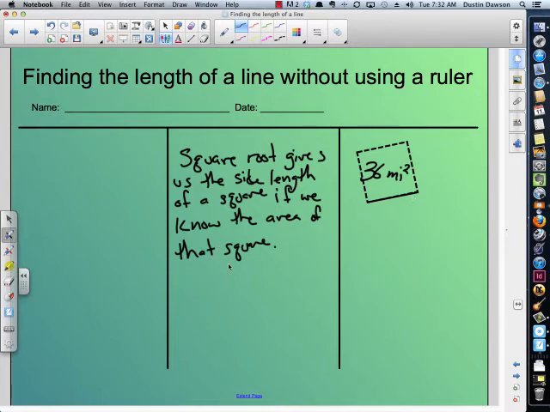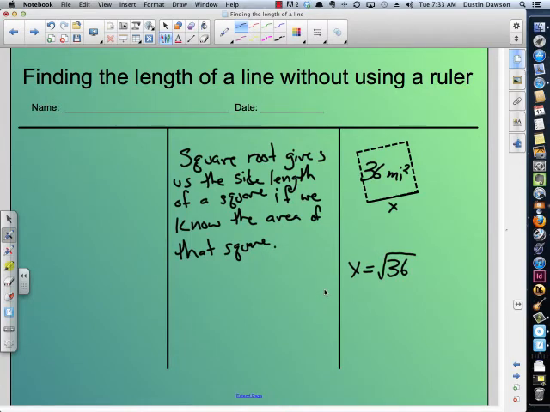So what do we do? We use the square root, and it says up here, the square root gives us the side length of a square if we know the area of that square. Well, that's great. We know the area. We want to know the side length. We want to know what x is, so I'm going to put x in here because we don't know what that is. And so we'll set up our equation. X, our side length, will equal the square root of the area. And there's our square root symbol again. So the square root of the area, 36, of this square will give us the side length of that square.